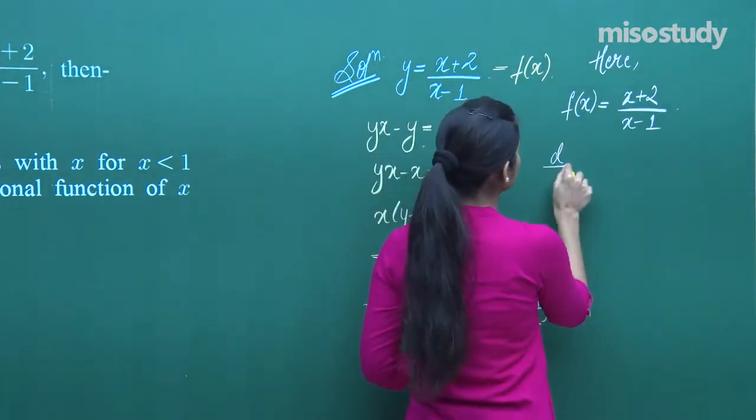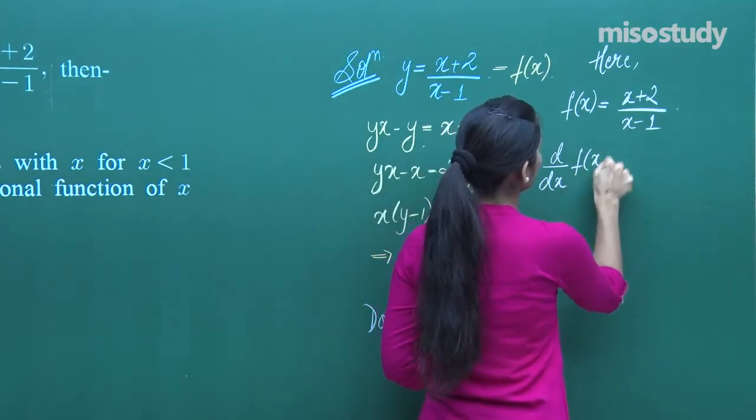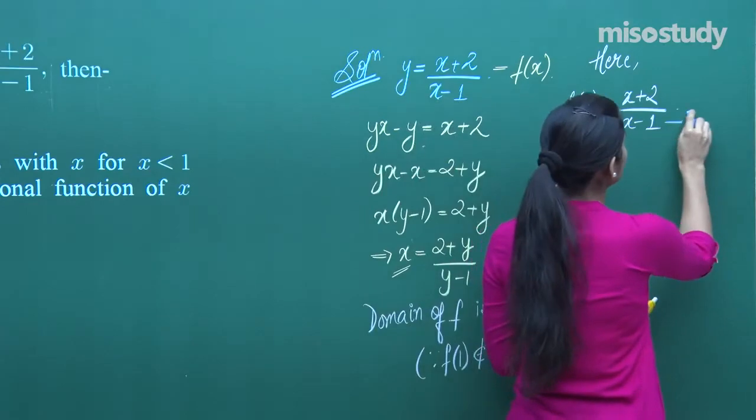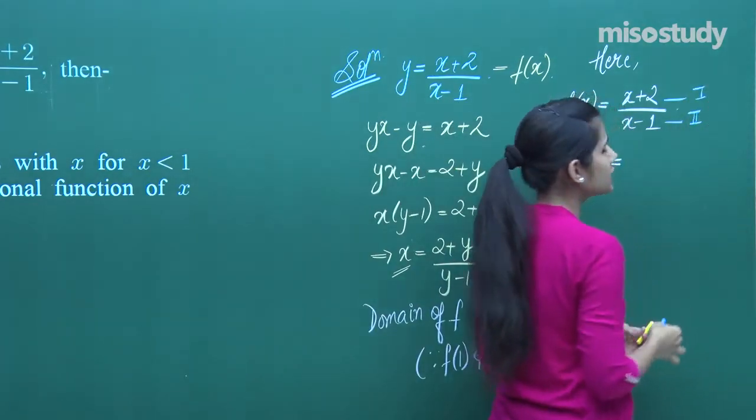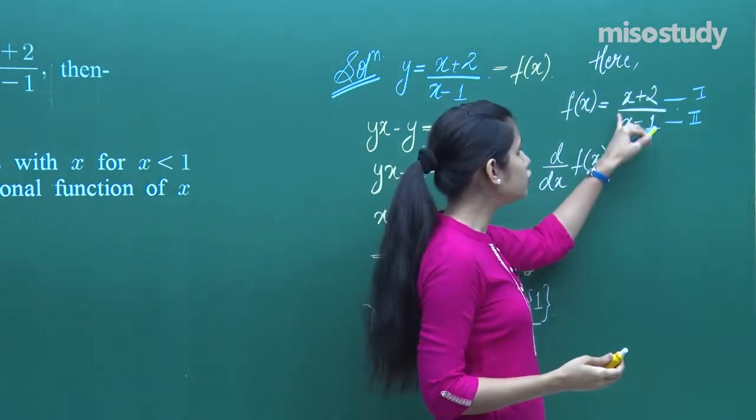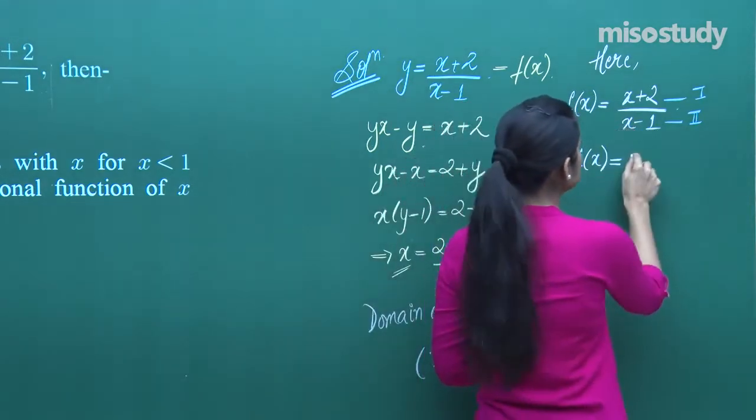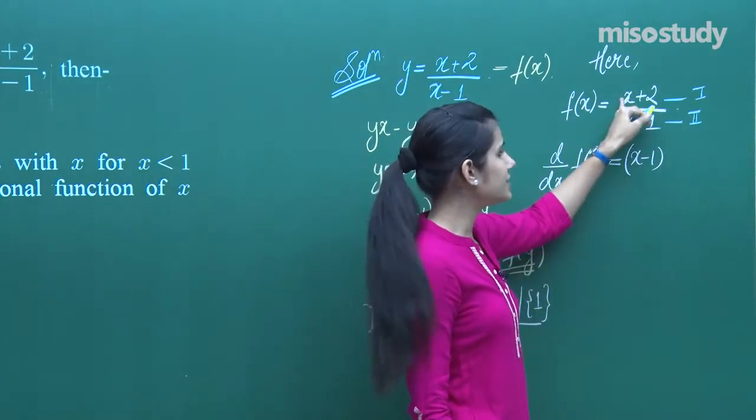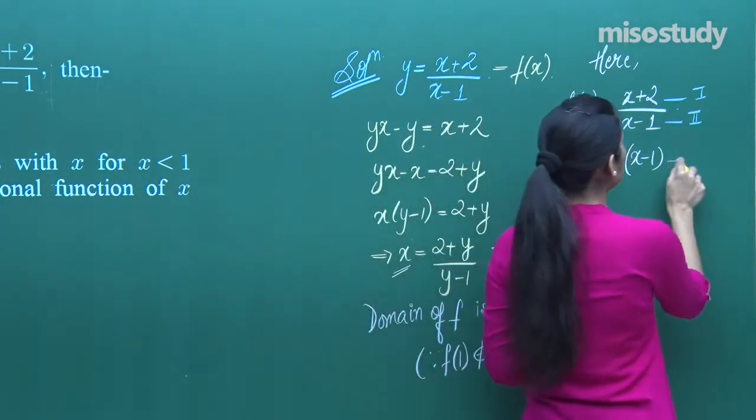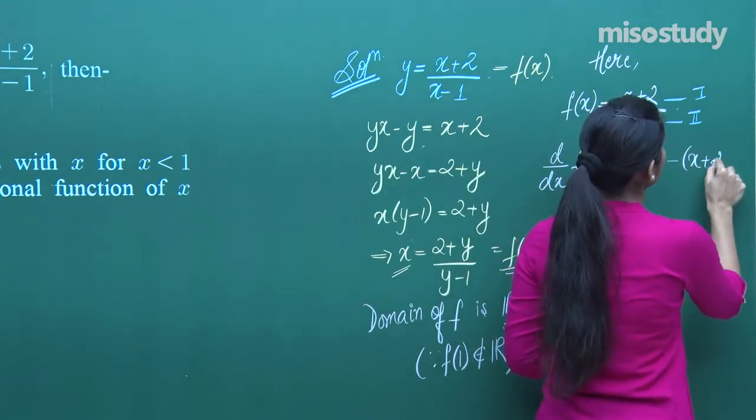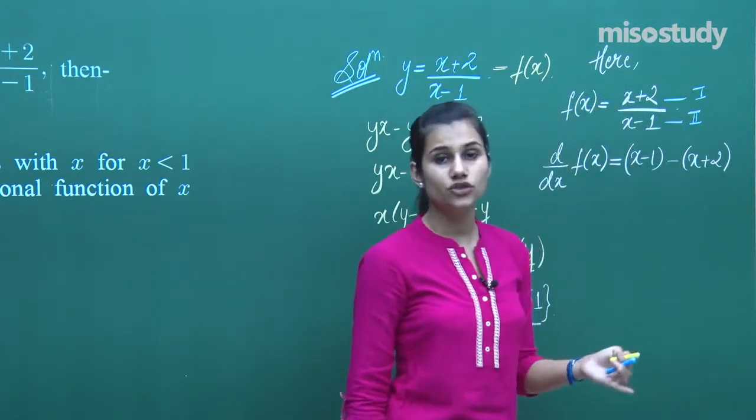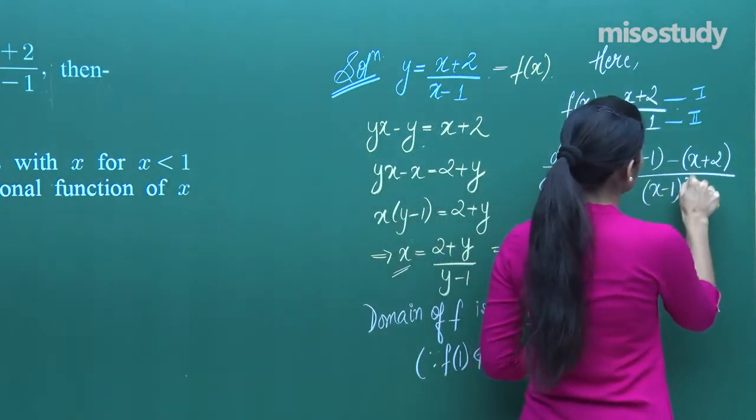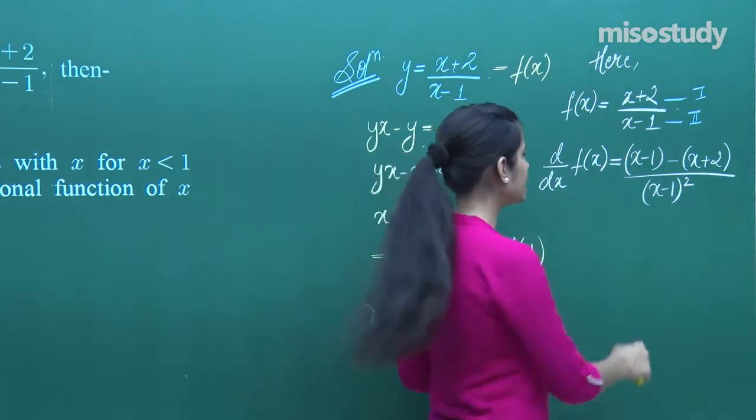So here I am interested in the derivative. I am saying this is my second function and this is my first function. How do you differentiate the quotient of two functions? Second function into differentiation of the first function. So differentiation of x plus 2 will be just 1, minus first function into differentiation of the second function, which is again just equal to 1, whole upon second function whole square. Fine, that's what is the formula.